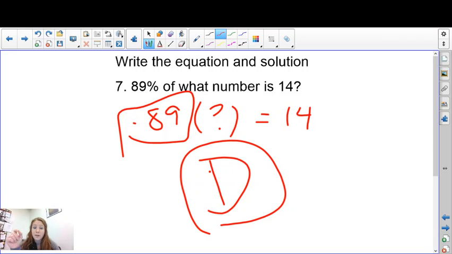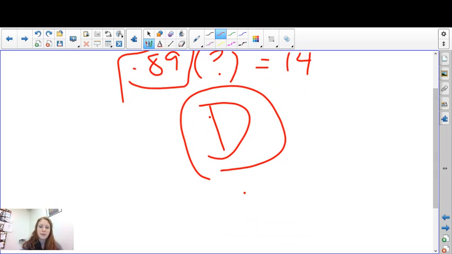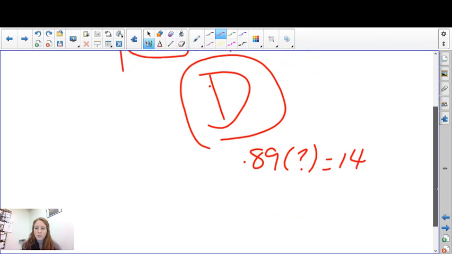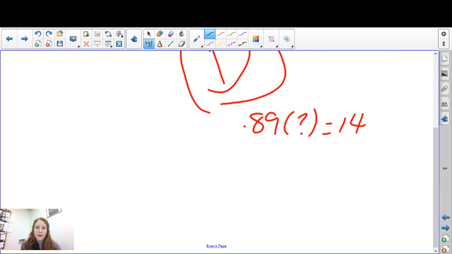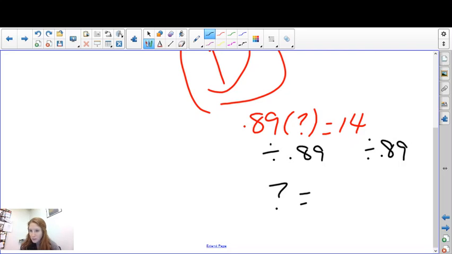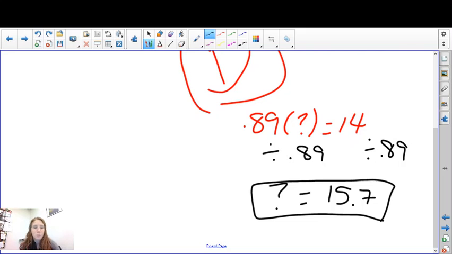Again, I'm going to prove why. I'm going to figure out and find the solution here. So I have 0.89 times something is equal to 14. So I don't know what that something is. I need to undo that. So I'm going to undo that multiplication with division. And what I do to both sides, I do to the other. So what is equal to that? Well, 14 divided by 0.89 gives me 15.7. And that proves why it's D. I get the solution of 15.7.